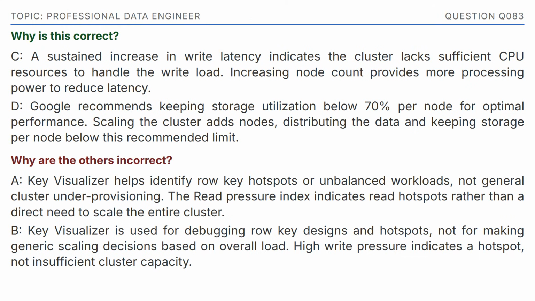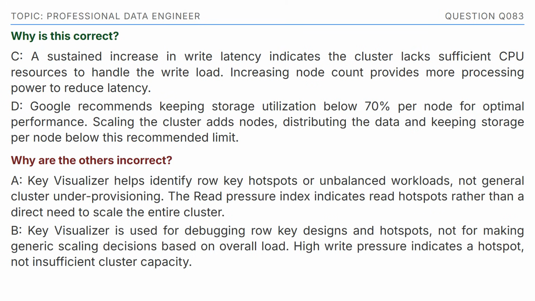D. Google recommends keeping storage utilization below 70% per node for optimal performance. Scaling the cluster adds nodes, distributing the data and keeping storage per node below this recommended limit. Why are the others incorrect?